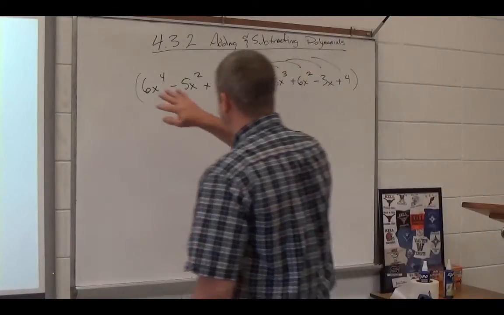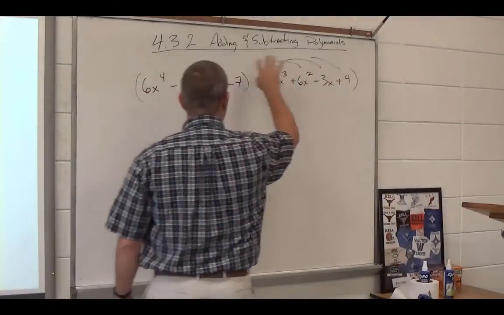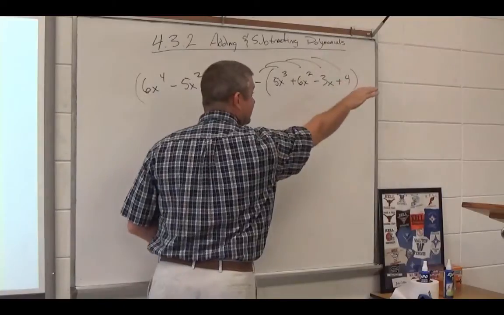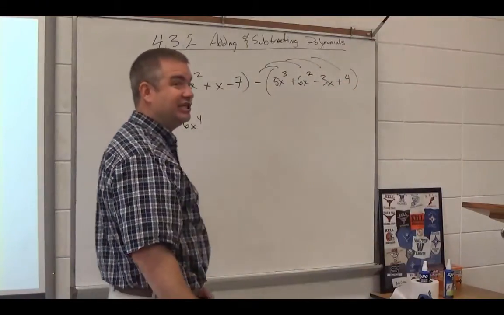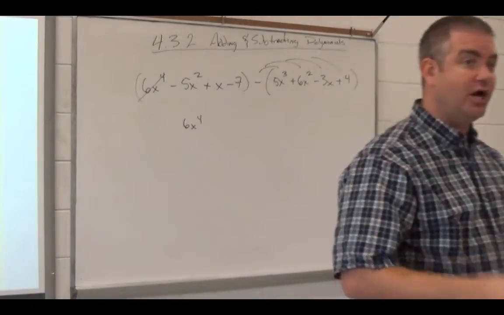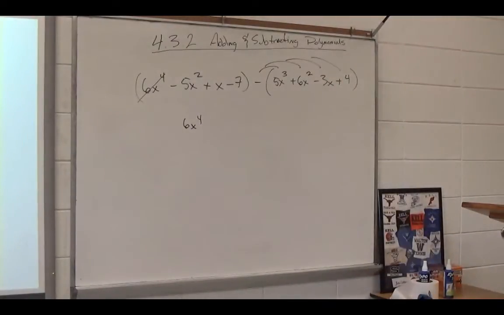X to the 4th. We scan the problem. How many x to the 4th do we have? 1. Just 1. So I could go ahead and say 6x to the 4th. That was not going to change. It has no like terms. There's no other base of x to the 4th. So I can just write that down. Does that make sense? Okay.